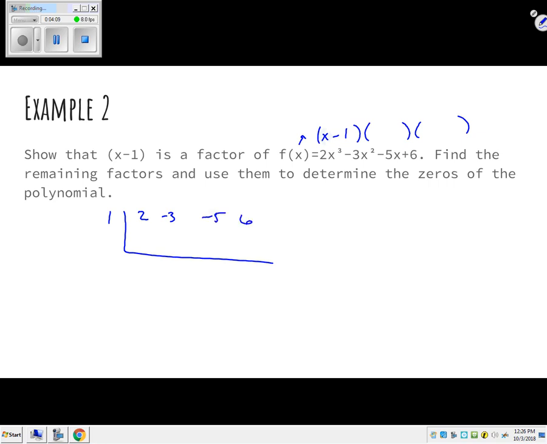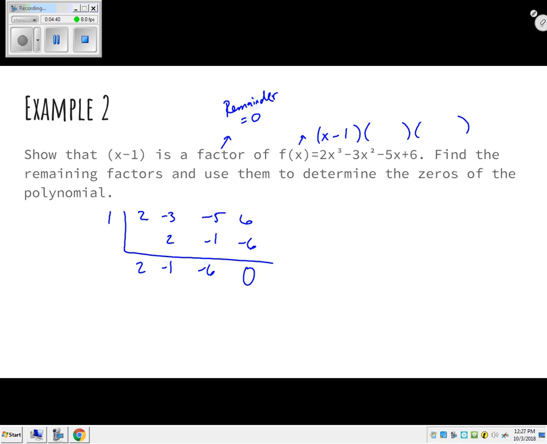Now, since it says this is a factor, that means that my remainder will equal 0. So if I work this correctly, I should get a 0 down there. Okay, so I'm going to drop right here, multiply and add, multiply, add, multiply, and sure enough, I get 0.